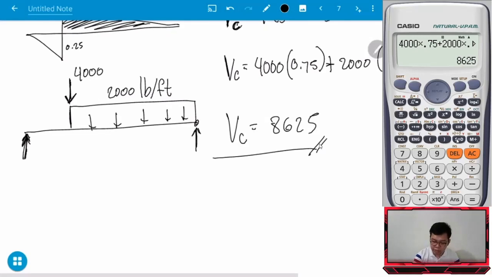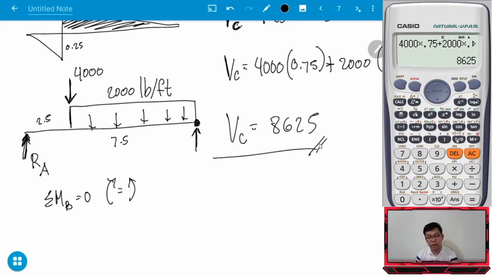I'll try to rotate na lang. Sum up moments. Solve ko to. RA pala, RA. Kaya pa ba? Tama. Meron pa tayong 5 minutes. Okay? So, RA. So, I'll try to sum up, ano ba to yung dimension natin? 2.5, 7.5. Okay? I'll try to sum up moment at B equal to 0. Same ba din? Clockwise is equals counterclockwise.